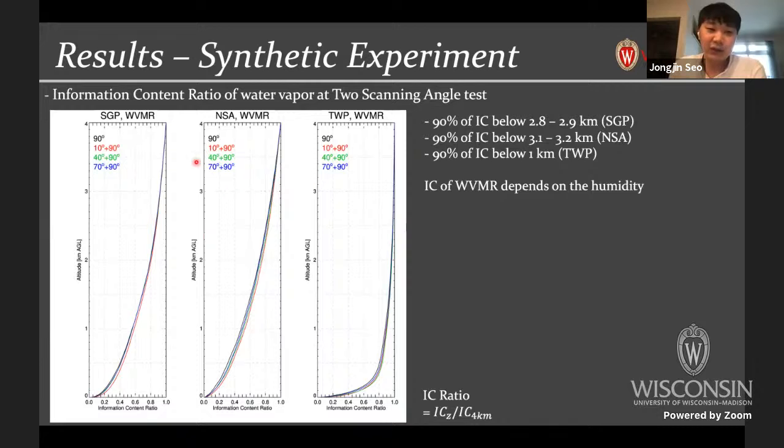So these three figures show the information content ratio of water vapor mixing ratio at three different sites, SGP, NSA and TWP. And we can see that at the TWP site, most of the information exists below 1 kilometer, and this altitude is much lower than the SGP and NSA sites, because the TWP site has very humid conditions. So information content of water vapor mixing ratio depends on the humidity profiles.